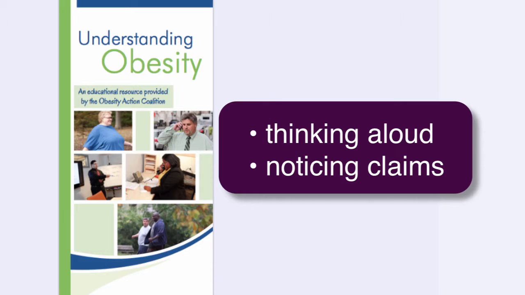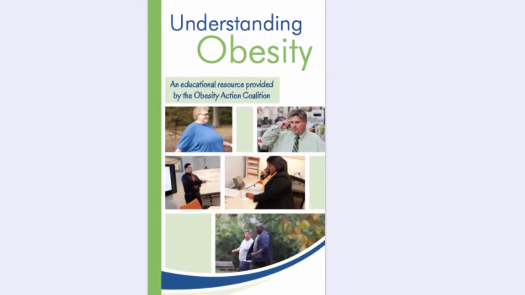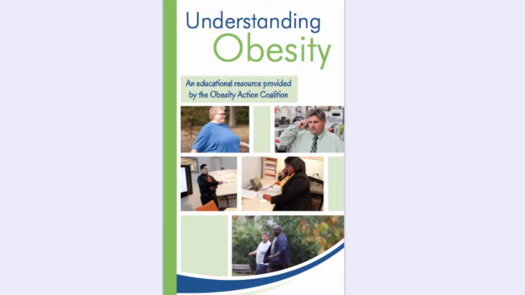Second, with regard to noticing claims in the text, as you've already learned earlier in this module, claims come in different shapes and sizes and can be explicit and directly stated or implied, meaning that it's left somewhat or entirely to the reader to infer them. In this brochure I'm about to read, we'll see a mix of explicit and implied claims.